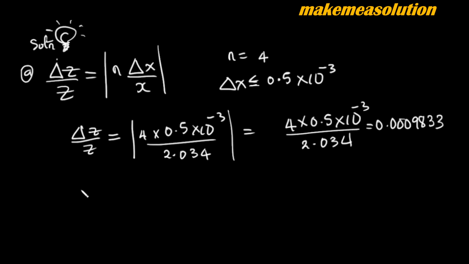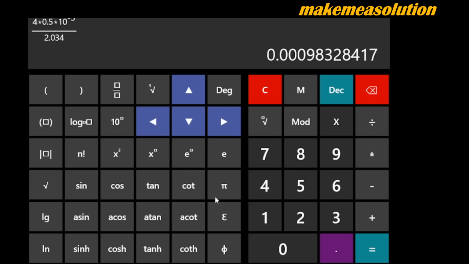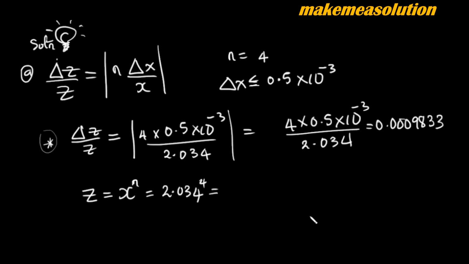Is that okay? So if they want me to find the value itself, remember z can be gotten by saying x raised to the power of n. So there's a difference between the value, the relative error and the absolute error. So this over here is the relative error. z equals x raised to the power of n is the value, and in this case we have 2.034 to the power of 4. So what is this going to be? 2.034 to the power of 4 is 17.1161 roughly.